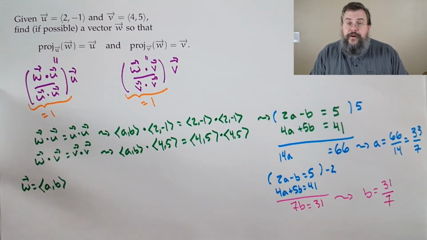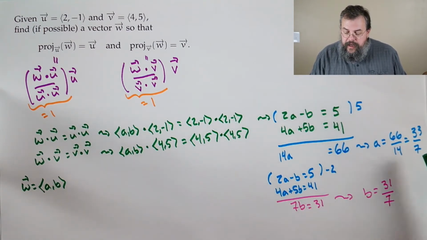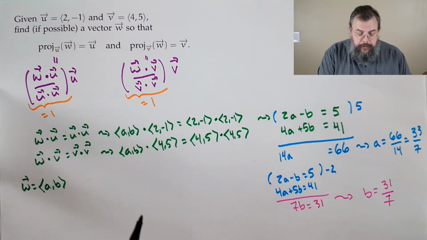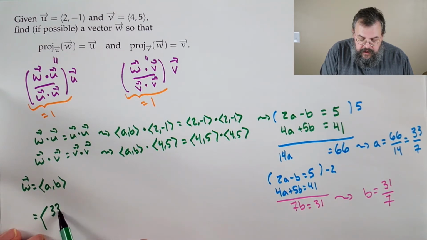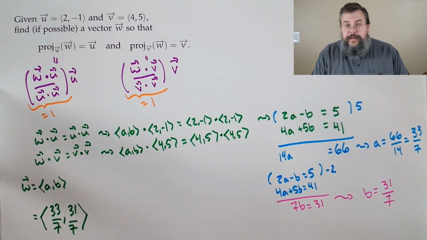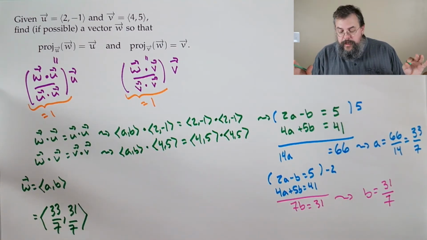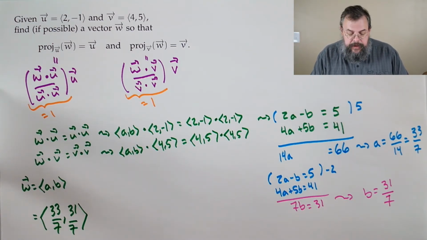And now we just put these two pieces of information together. We have a, we have b. Those were our pieces for w. So our answer becomes 33 over 7, 31 over 7. And that's it. It's beautiful. And it worked out so nicely.